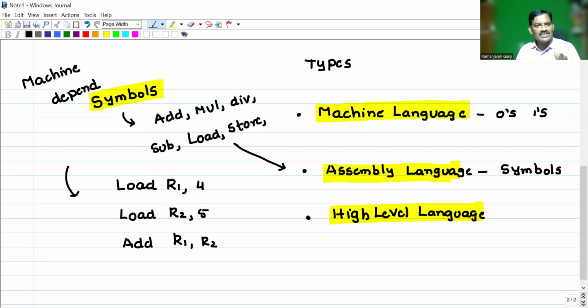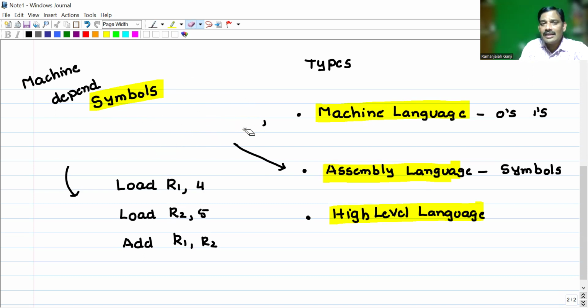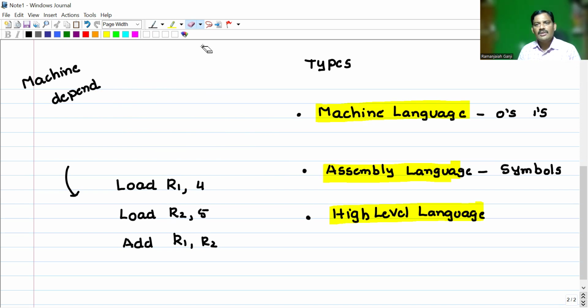If you write a program in Java, for example, at any machine, that will be copied and executed anywhere. But in the case of machine language or assembly language, when you write the program for one particular machine, that may not be executed on other machines. This problem is said to be the machine dependency problem. So you are restricted to one particular computer. You are not supposed to execute the program on any computer.